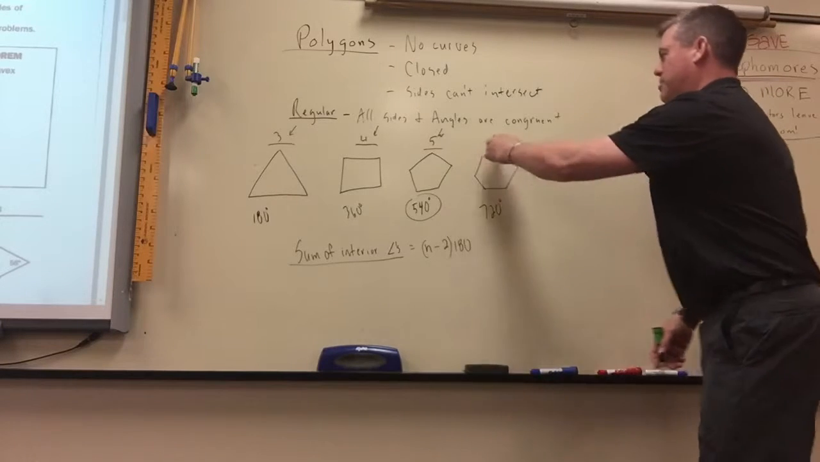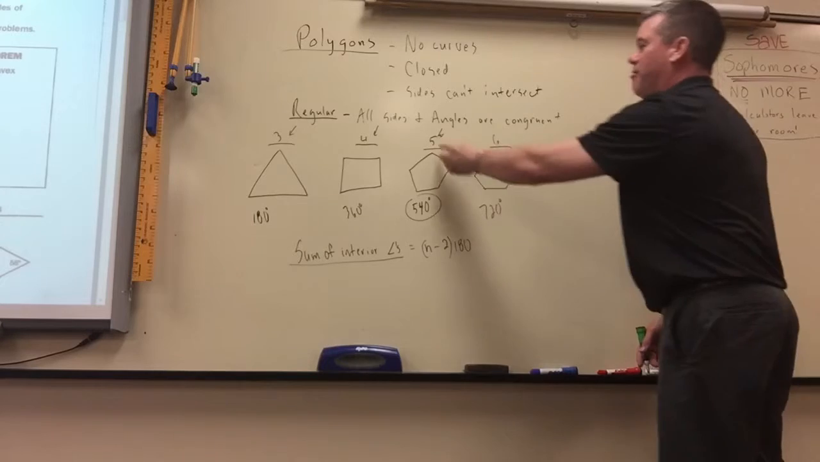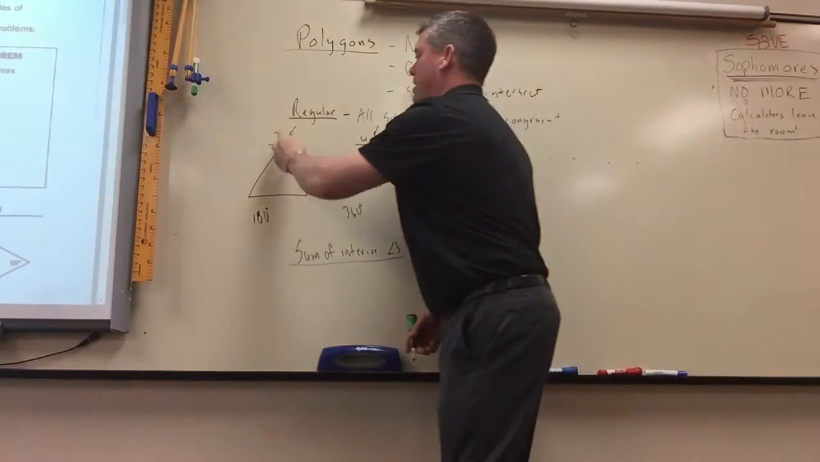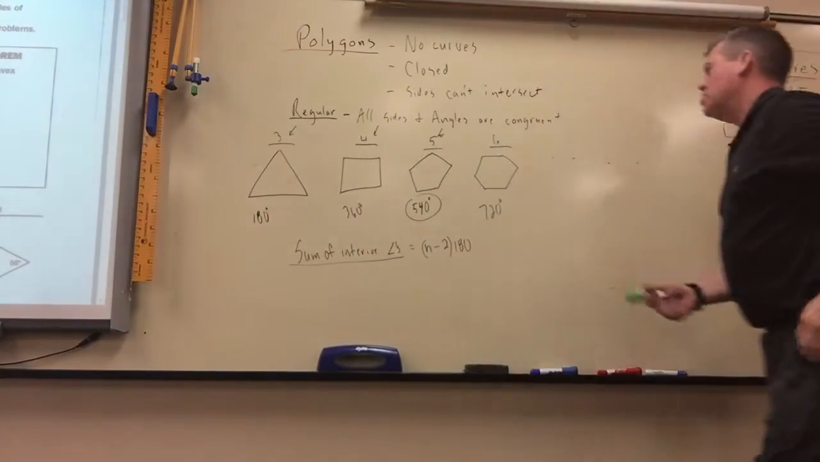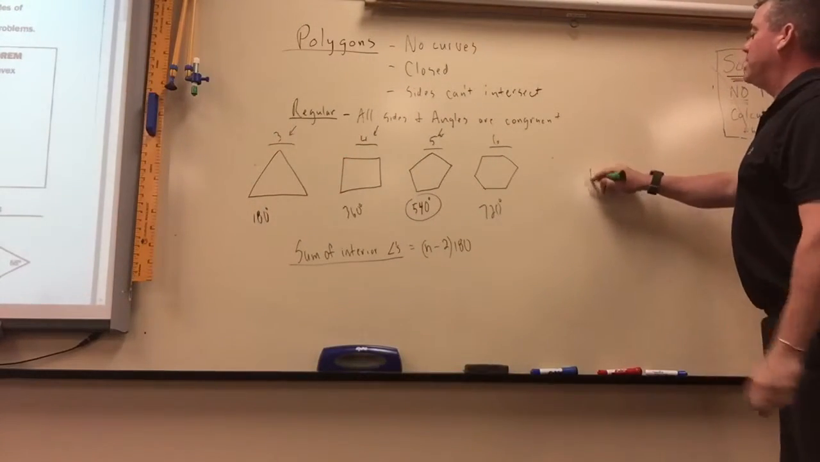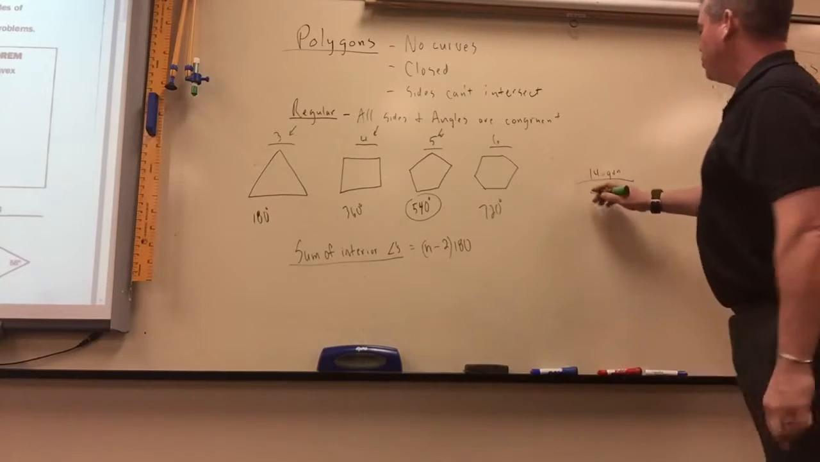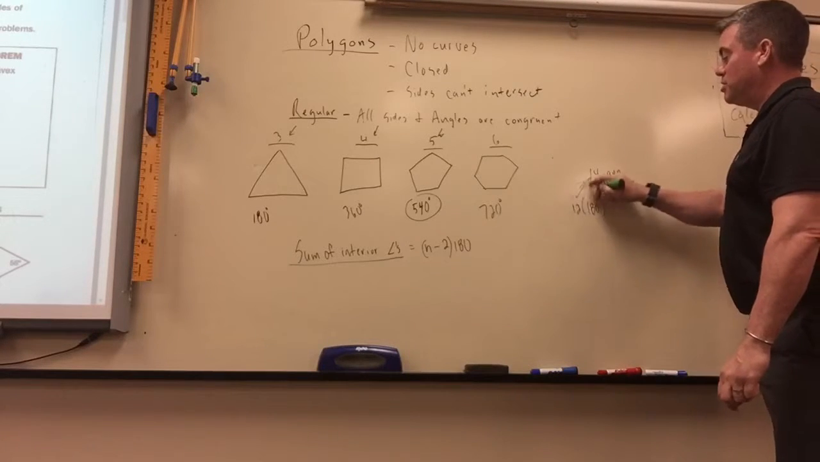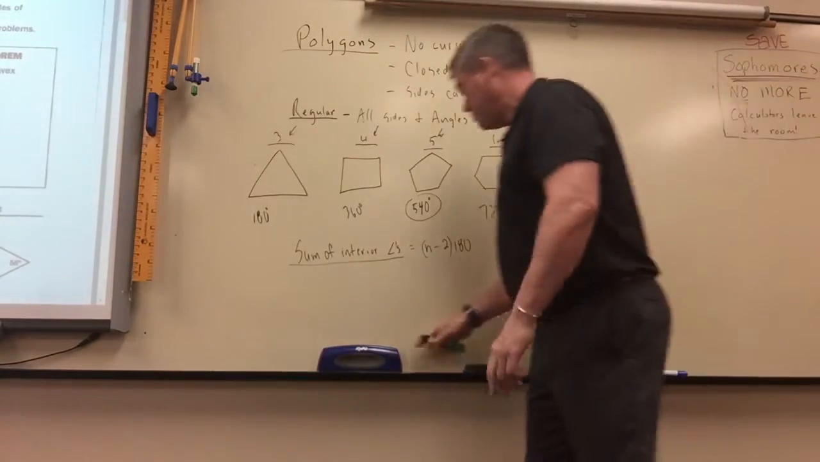Okay? 6 minus 2 is 4. 4 times 180 is 720. 5 minus 2 is 3. 3 times 180 is 540. 3 minus 1 is 2, or 1 times 180 is 180. So if you had a 14-gon, the angles would add up to 12 times 180. So you just take 2 off the number of sides. Okay?